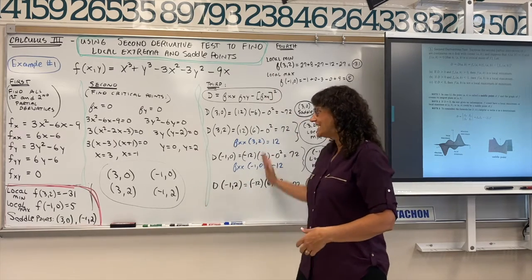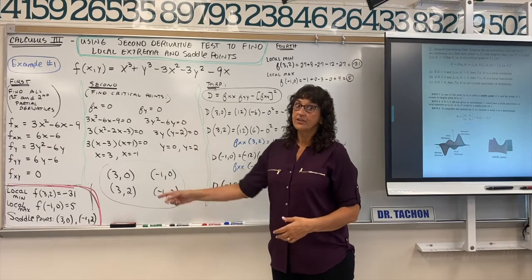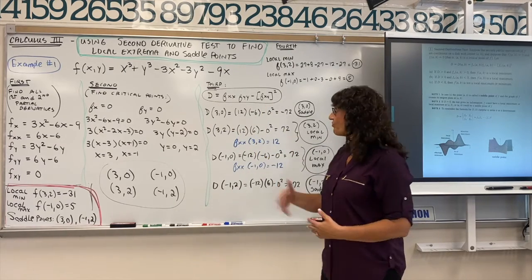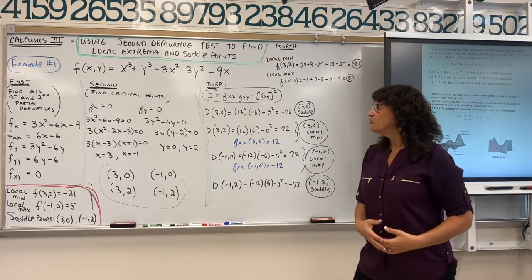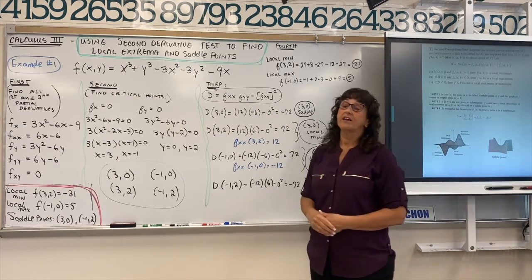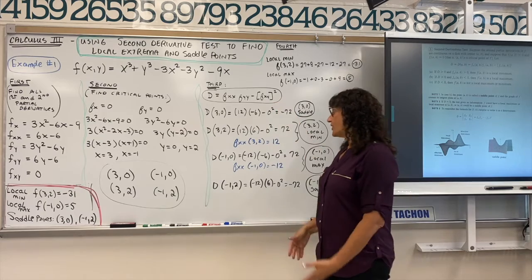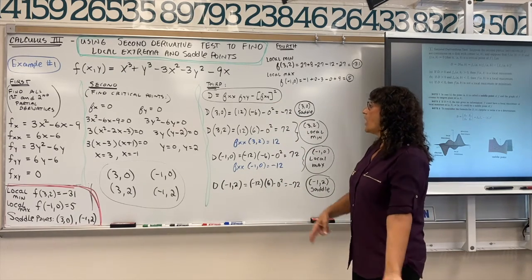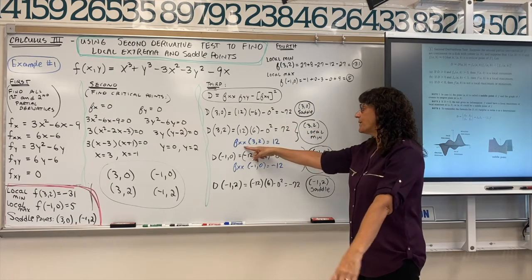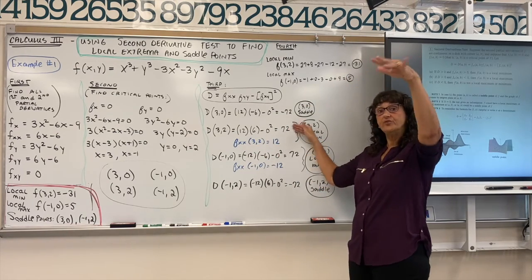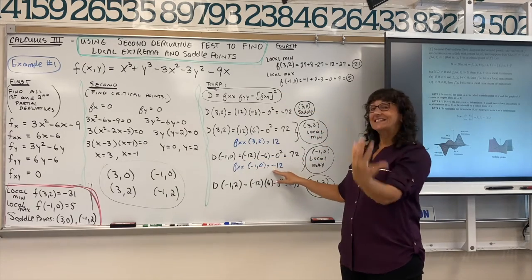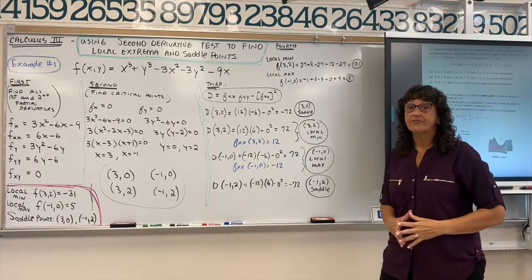Step 3, classify your critical points. You've got the critical points, you have to figure out, are they a local maximum? Are they a local minimum? Or are they saddle points? So you're going to use your determinant of the second partials formula. If the value comes out negative, you found saddle points. If the value comes out positive, and the second partial with respect to x is also positive, you found a local minimum. If the value comes out positive and the second partial with respect to x is negative, you found a local maximum.